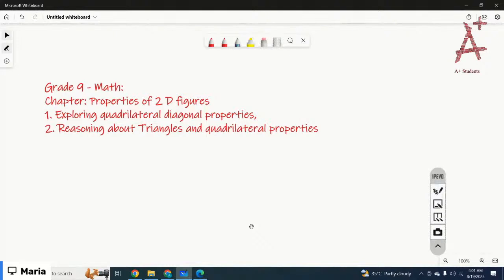So, we're here for grade 9 math. We're working on the book Principles of Mathematics, grade 9, chapter 7, that is properties of 2D figures. Lessons we're going to cover today are exploring quadrilateral diagonal properties and reasoning about triangles and quadrilateral properties. So, let's just start with the lessons.